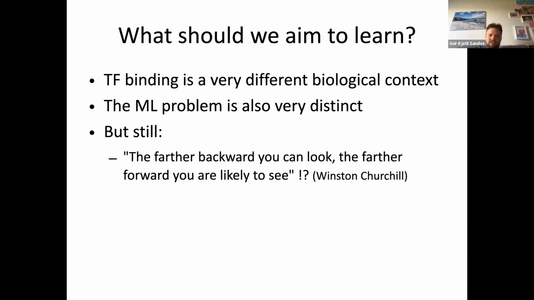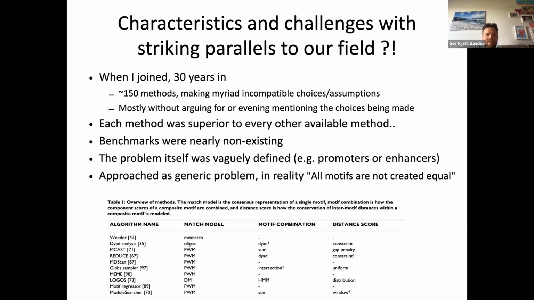We can then ask ourselves, should we try to learn from that field? And is it possible to learn? Or it could be that field or others, but I think it's one of the oldest in sequence pattern discovery within biology, at least. So TF binding is a very different biological context. It's a protein binding to DNA, and it regulates expression, right? It's a part of the regulatory process. But also the machine learning problem is very distinct, and I'll come back to that. Since it binds to DNA, everything is much, much simpler in terms of the binding. But still, I like this here: the farther backward you can look, the farther forward you are likely to see.